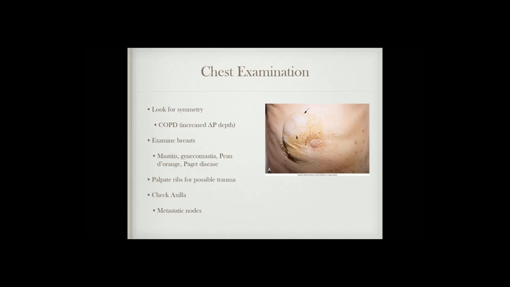This can be detected by a palpable mass or clinical signs such as peau d'orange, which presents as lymphedema of the overlying skin. Look at the symmetry of the chest and the axilla. Patients with COPD, for example, will present with an increased anterior-posterior diameter, and patients who might have metastatic disease could see enlarged lymph nodes in one or both of the axilla.